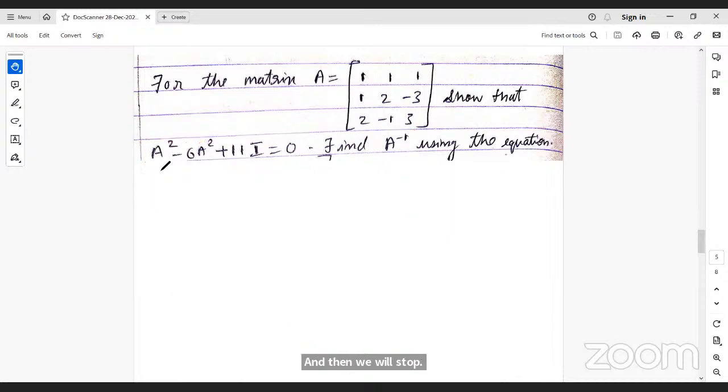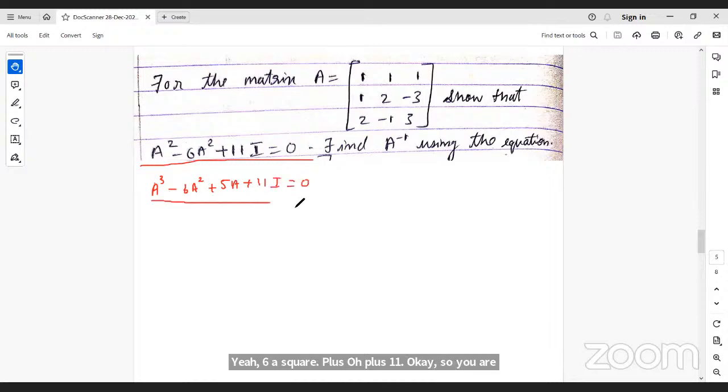Okay, so see here, there is a little mistake with this. The procedure is the same, but you will try to solve the same example using this equation also: A cube minus 6A square plus 5A plus 11I. So you all try to solve the example using this equation. You will get the correct answer for A inverse. This is already solved in your book. Just go through this in the textbook, in the NCERT book.